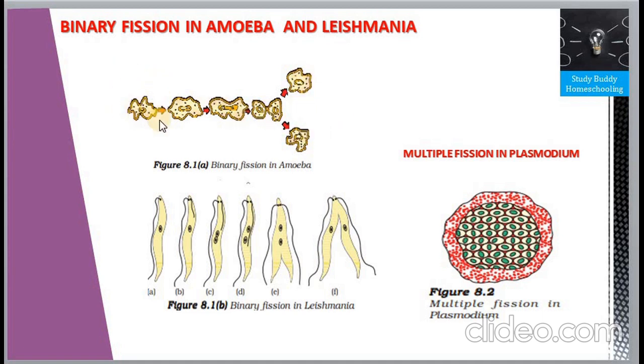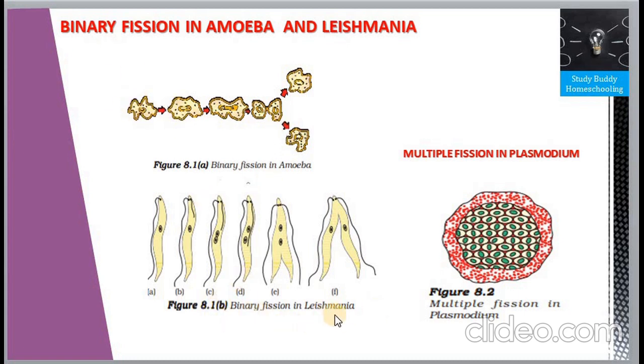So the mother cell has completely divided itself into two daughter cells. In the case of amoeba, the division can start at any plane. There's no particular place that it's going to divide. It can be at any plane. So the two daughter cells formed in amoeba are just exact clones of the mother cell.